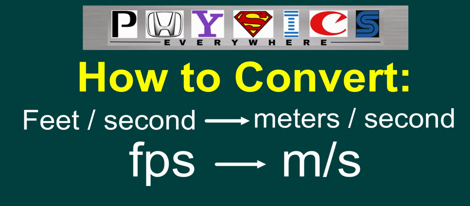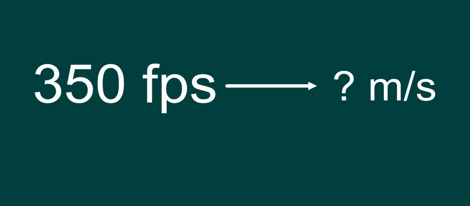So in this video, we're going to take a look at converting something that's traveling in feet per second into meters per second. So this is an imperial measurement converted into metric. So let's say, for example, you have a paintball or you have an airsoft. It says it's traveling at 350 feet per second, and you want to convert it into meters per second because you're doing a calculation with kinetic energy.